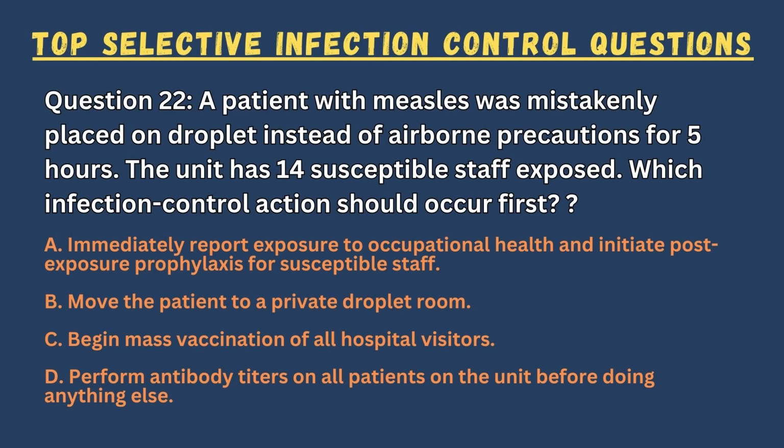Question 22. A patient with measles was mistakenly placed on Droplet instead of Airborne Precautions for 5 hours. The unit has 14 susceptible staff exposed. Which infection control action should occur first? A. Immediately report exposure to occupational health and initiate post-exposure prophylaxis for susceptible staff. B. Move the patient to a private droplet room. C. Begin mass vaccination of all hospital visitors. D. Perform antibody titers on all patients on the unit before doing anything else.